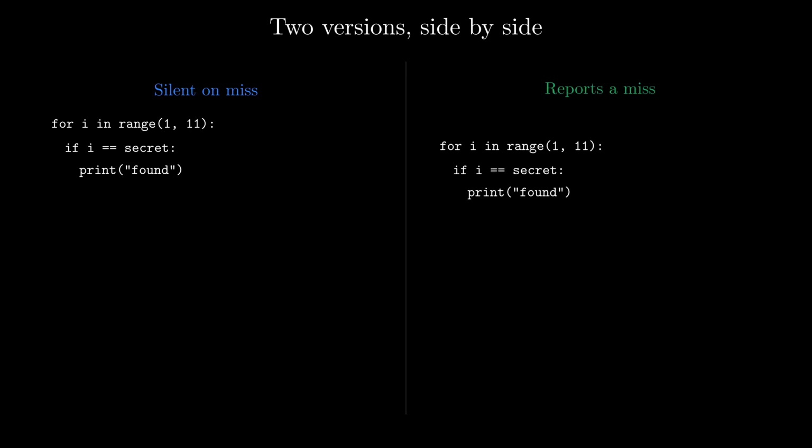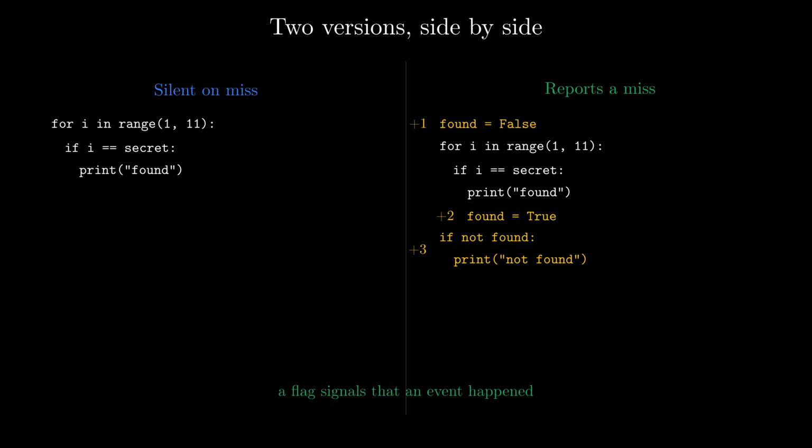Step back and compare the two versions side by side. The version that stays silent on a miss is just a for loop with an if that prints found. The version that reports a miss adds 3 things: the flag, initialized to false before the loop, the flag set to true when the number is found, and the after-loop check that decides whether to print not found. Same skeleton, 3 small additions. Flags are how you signal that an event happened.